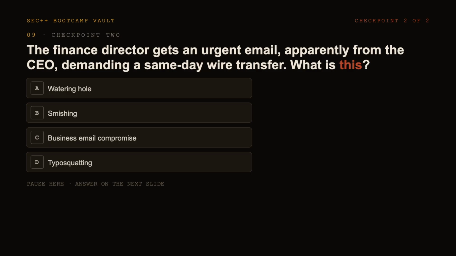Patient and sneaky. Checkpoint 2. The finance director gets an urgent email, apparently from the CEO, demanding a same-day wire transfer. What is this? A. Watering hole. B. Smishing. C. Business email compromise. D. Typo-squatting. Look at who the email pretends to be and what it asks for. Pause now.